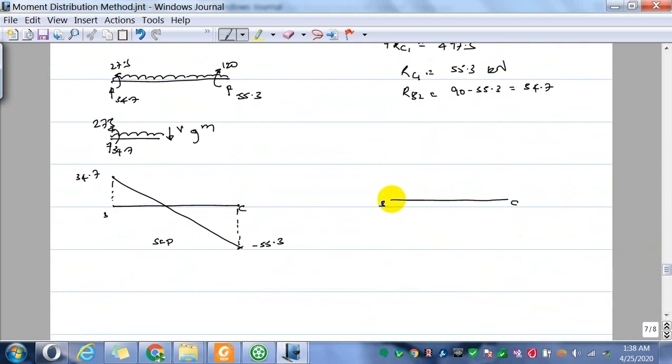So the bending moment at B is 27.5, which is hogging, so it's negative, minus 27.5. Then here it is again hogging, negative, minus 120. Between these two points, your bending moment diagram is going to have a positive slope, because the first derivative of bending moment is shear force.